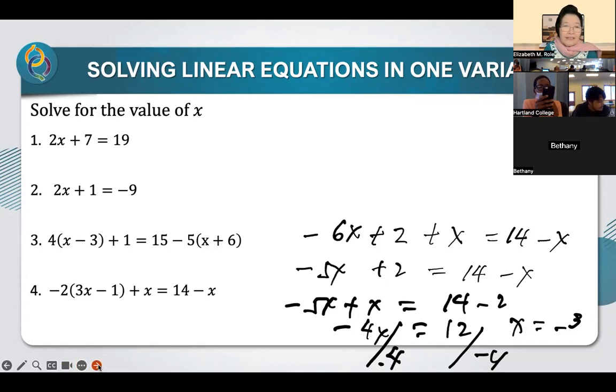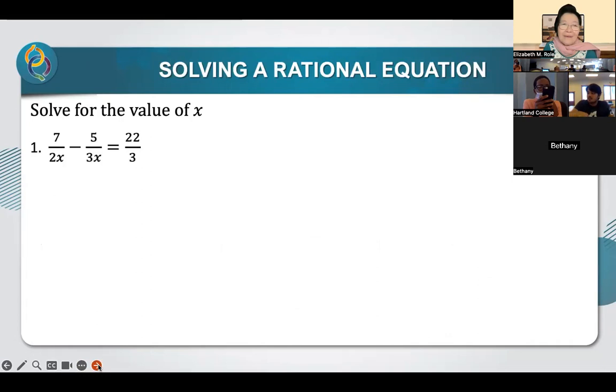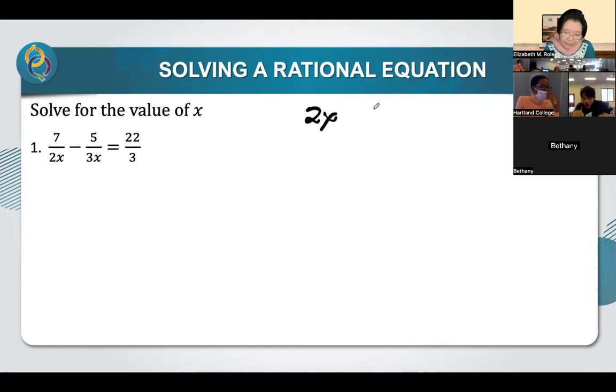All right. Now, let's try another set. This time, a rational equation, just for us to be reminded of getting the LCD, all right? So when I have 7 over 2x minus 5 over 3x is equal to 22 over 3. First thing that you'll have to ask yourselves, we want our denominators to be the same so that we can add or subtract. So our denominators are 2x, 3x, 3. What would be your LCD?